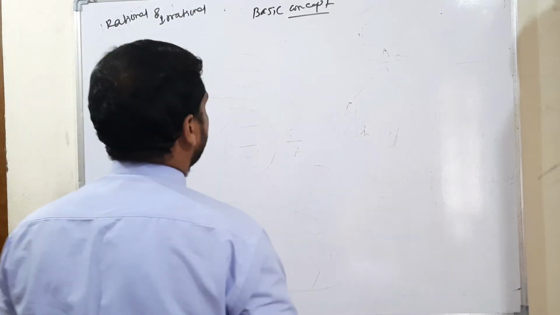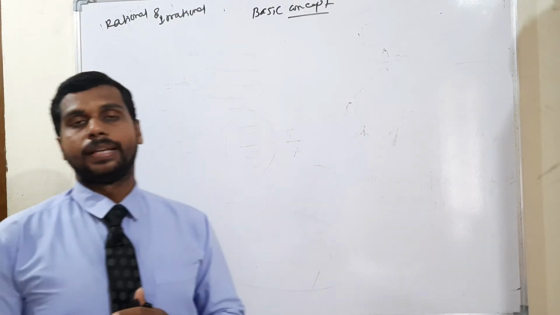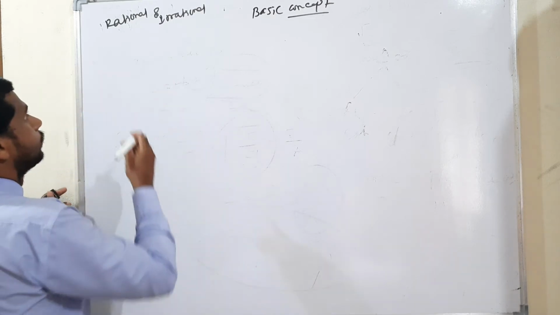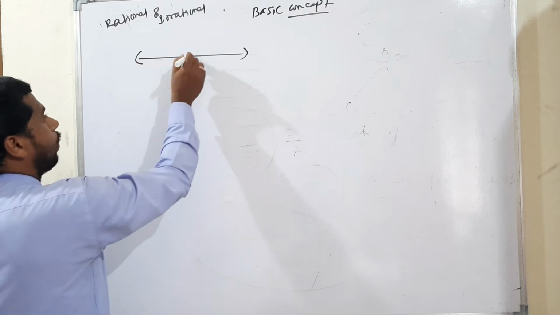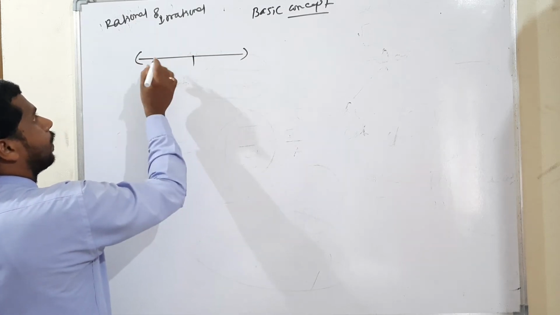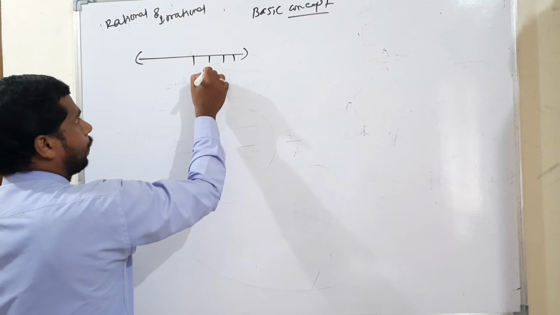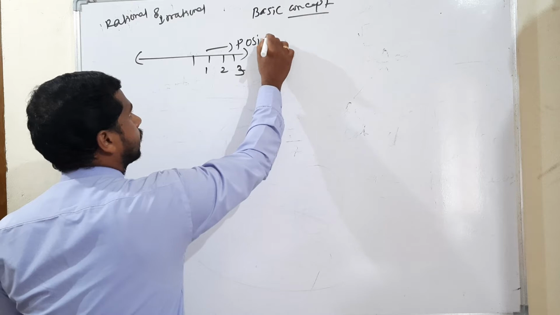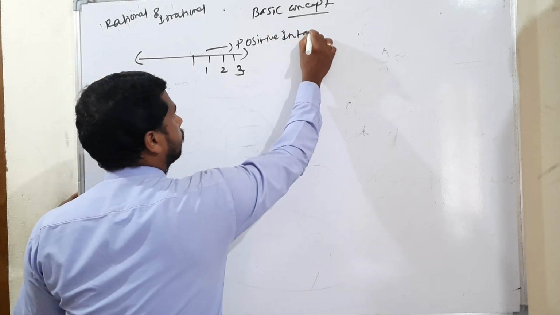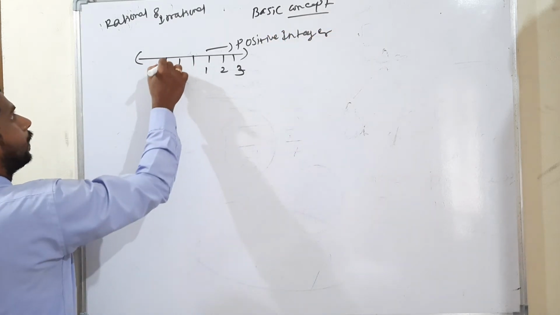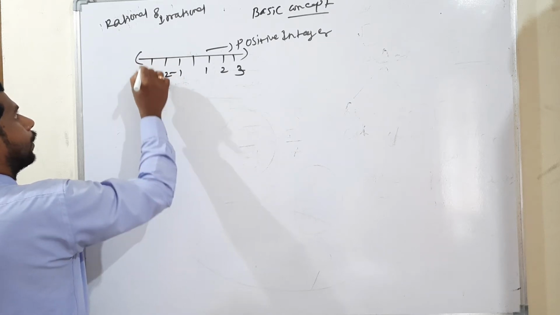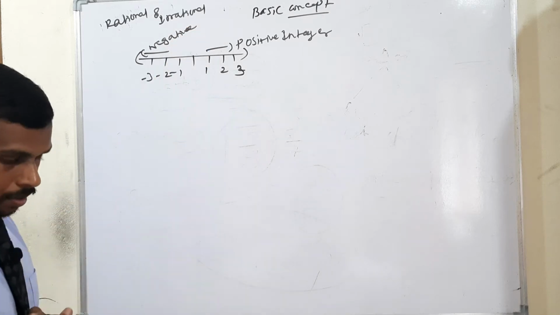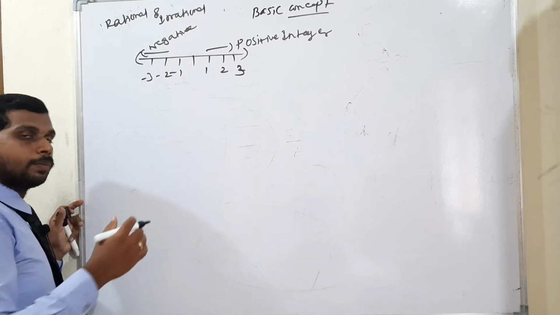I am moving on to one of the basic concepts, named rational and irrational. So what is the meaning of rational? It depends upon the integer form. If you take a number line with integer numbers, on the positive side 1, 2, 3 is called positive integers. On the negative side, negative 1, negative 2, negative 3 is called negative integers.